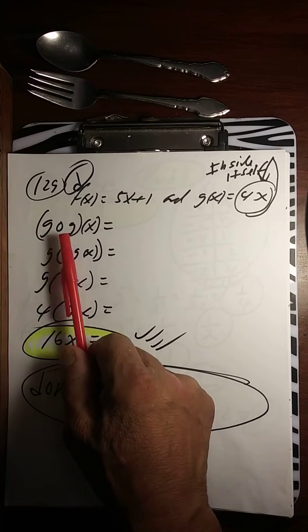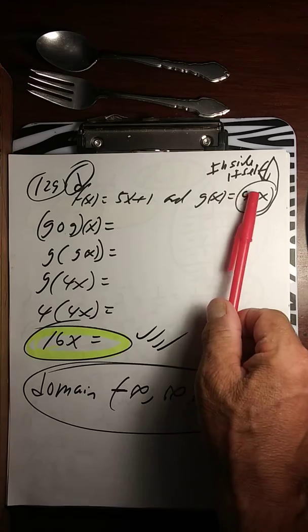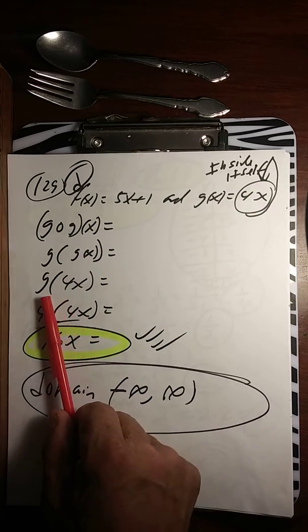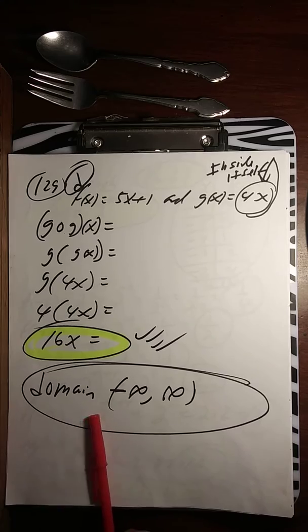G composite with g, g circle g of x. So g of x is this one, inside of itself. So 4 times 4x, 4 times that, 16x. So domain, negative infinity to infinity.